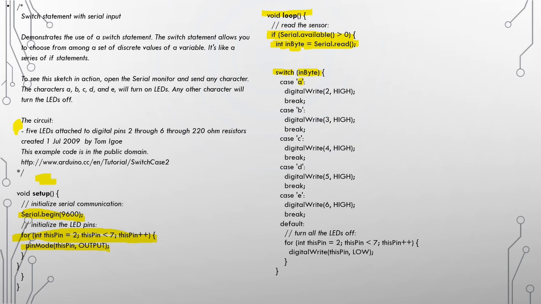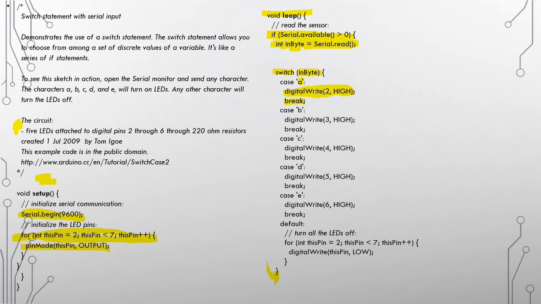If it is, then it's going to digital write to pin 2 and turn it on to high. So it's going to turn on the LED connected to pin 2, then it's going to break and go to the end of the program. And then if there's more program in this loop, it will go through it. If not, it will circle back to the top.